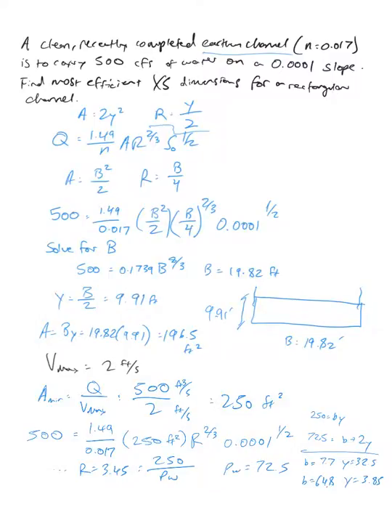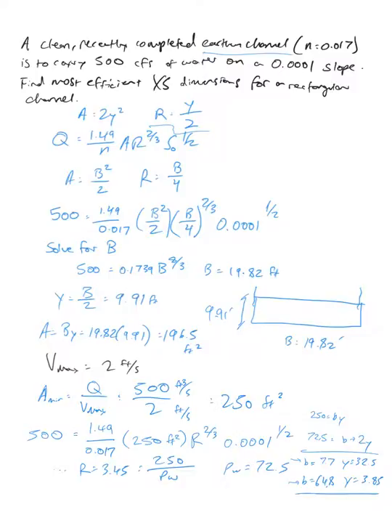So one of these has a pretty narrow channel that's really deep. This one's a really wide channel that's very shallow. Either of these is acceptable, but this one would probably be easier to construct since you're not digging down 30 feet into the ground. So that's how you do one of these problems. One of your homework problems is going to be to do the same sort of thing, but with a trapezoidal channel.